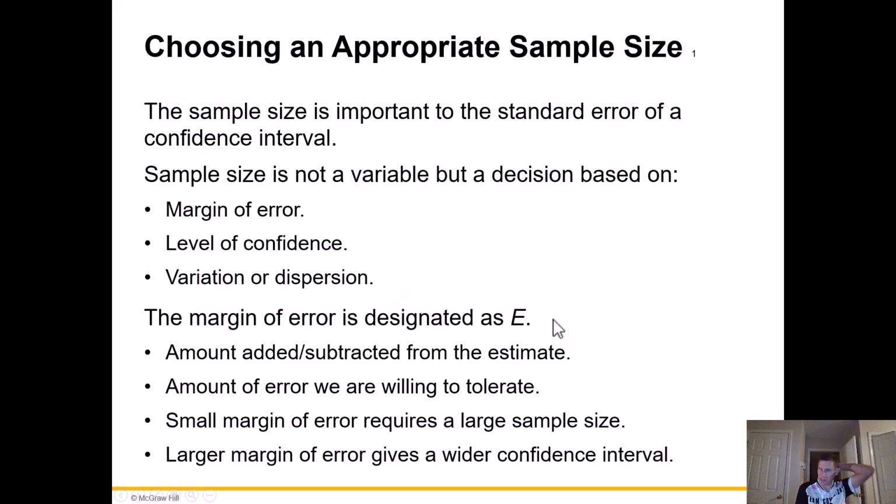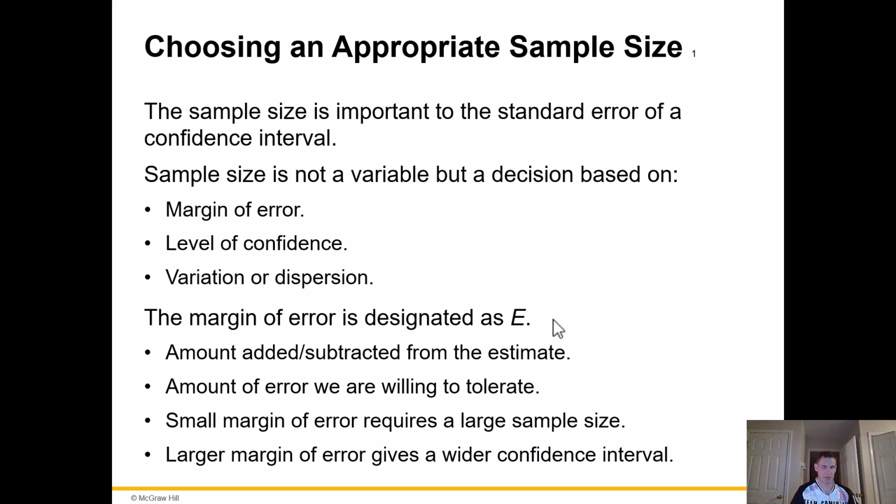So, choosing an appropriate sample size. The sample size is important to the standard error of a confidence interval. The sample size is not a variable, but a decision based on the margin of error, the level of confidence, and the variation or dispersion. And we generally would denote the margin of error as a capital E, as you see there. This is the amount added or subtracted from the estimate. It's the amount of error we're willing to tolerate.